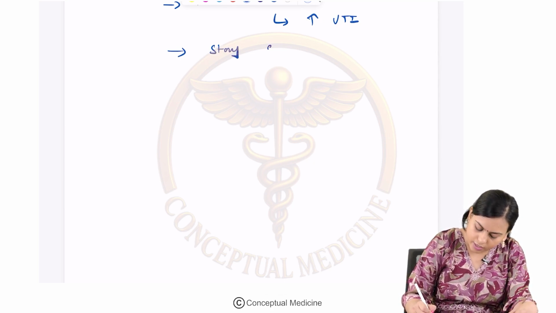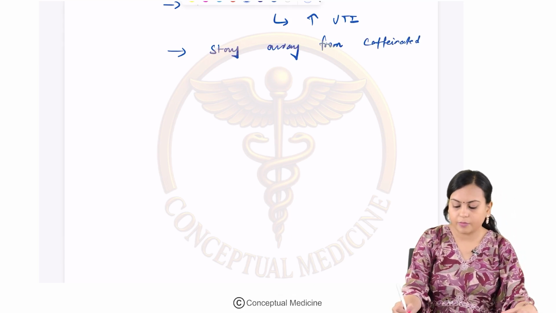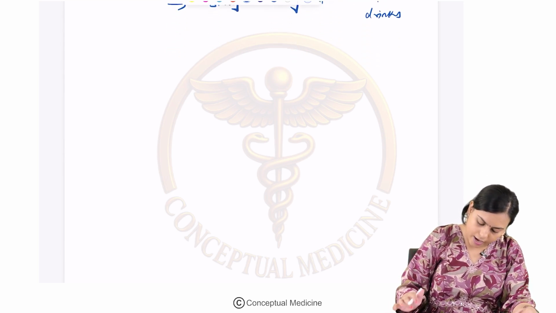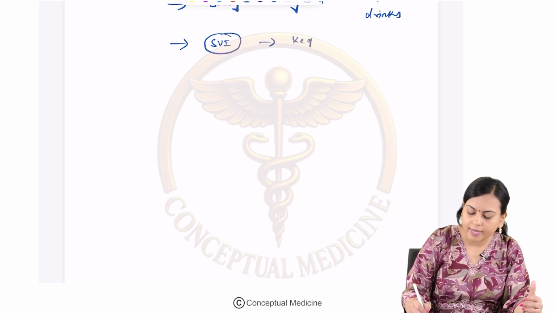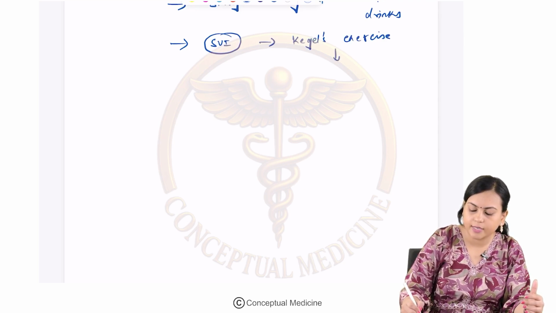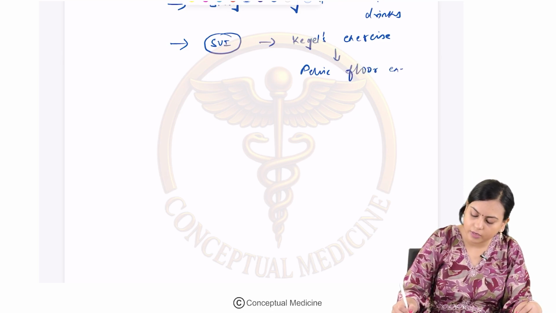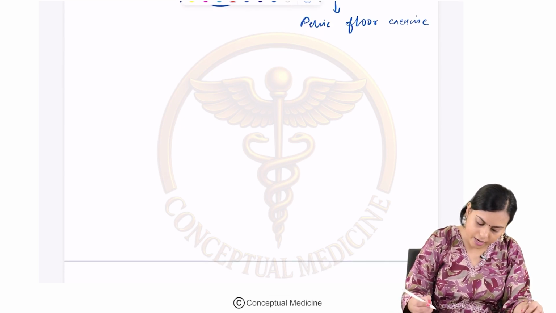Okay, so stay away from caffeinated drinks, or at least reduce the number of caffeinated drinks she usually has. Okay, and suppose she is having stress urinary incontinence, in that case Kegel's exercise can also be advised. Kegel's exercise is basically a pelvic floor exercise. Okay, so this can be advised. Can you understand? Yeah.